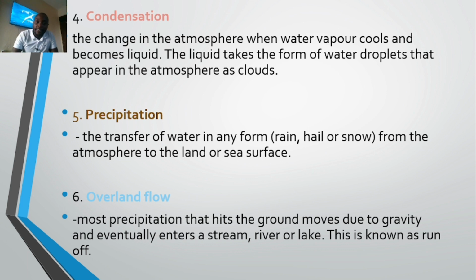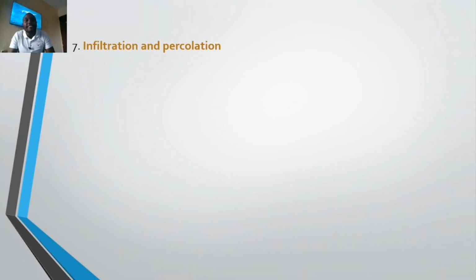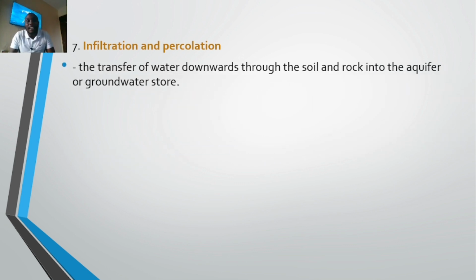This one is surface runoff. Okay, now let's look at the seventh one, infiltration. Sometimes we can call it percolation. All right, now what is this? This is the transfer of water downwards through the soil and rock into the aquifer or groundwater store.